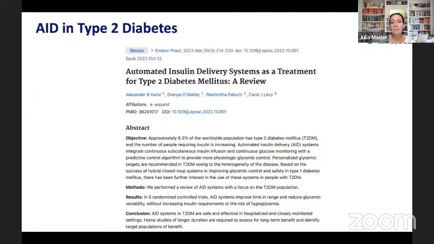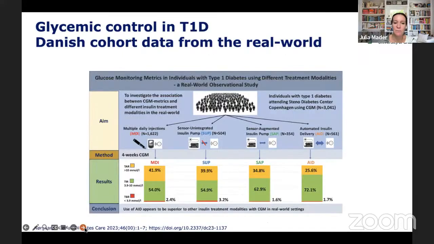For type 2 diabetes, there is still a lot of research ongoing, because of course we do know we have modern therapeutics next to insulin that can be started up front. And the jury is probably still out for people with type 2 diabetes if AID is the most beneficial way to treat. But the 5 randomized controlled trials that we could find showed an improvement in time in range, and at the same time reduction in hypoglycemia, and did not result in an increase in insulin dosing.